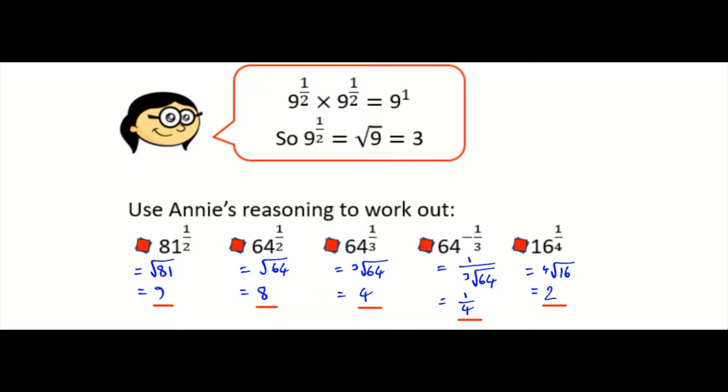So hopefully these weren't too tricky. This one here, 64 to the power of minus a third, the minus tells us the reciprocal, so 1 over. So it's 1 over the cube root of 64, which is a quarter. And finally, quarter root will be the fourth root. So 2 to the power of 4 makes 16, so 16 to the power of a quarter makes 2.